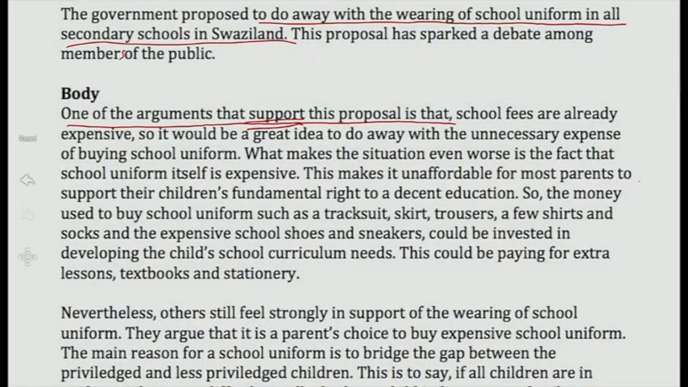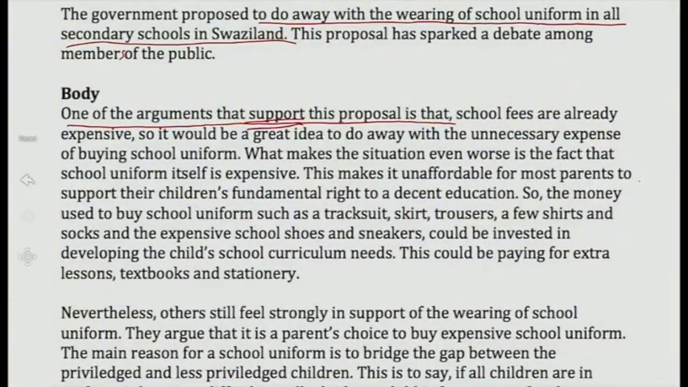All right. You've made the point. We said that after making the point, you need to give evidence and explain that one to show basically why what you've said is the case. So you need to support that one. So the further, there it says, what makes the situation even worse is the fact that school uniform itself is expensive. All right. So now you are showing really that this school uniform, it is expensive. So the claim that I've made is justified because the school uniform is expensive. This makes it unaffordable for most parents to support their children's fundamental right to a decent education.